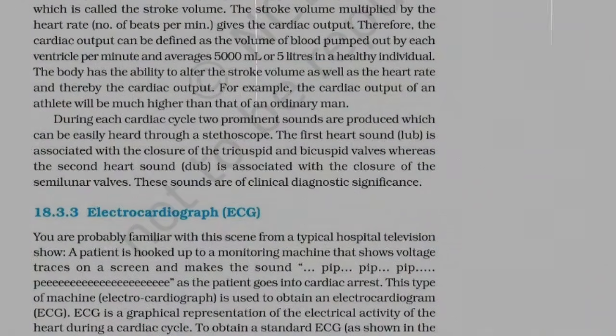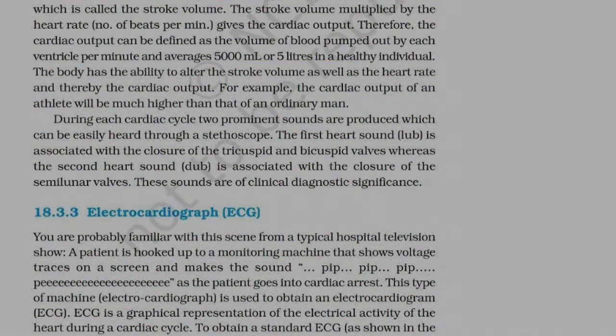18.3.3 Electrocardiograph, ECG. You are probably familiar with this scene from a typical hospital television show. A patient is hooked up to a monitoring machine that shows voltage traces on a screen and makes the sound pip, pip, pip, peee as the patient goes into cardiac arrest. This type of machine, an electrocardiograph, is used to obtain an electrocardiogram, ECG. ECG is a graphical representation of the electrical activity of the heart during a cardiac cycle.